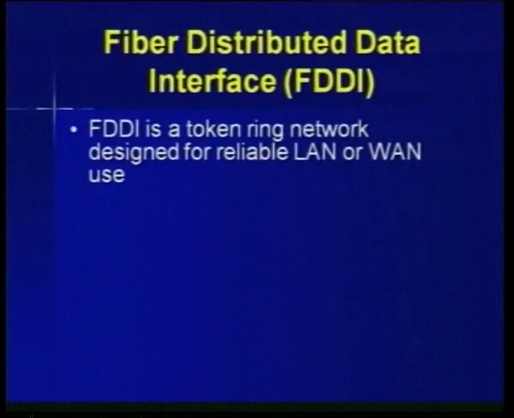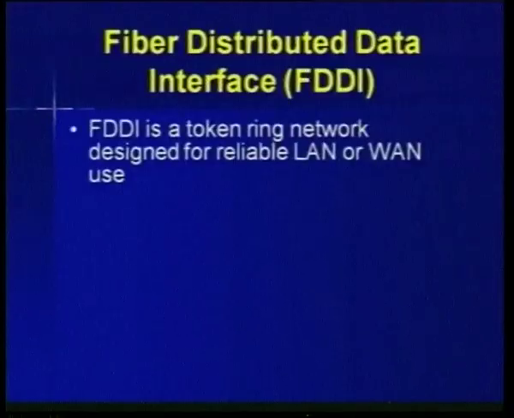We can see that there are a lot of things which will be different on the FDDI protocol. So we will focus on those differences. Most of the things are common, but we just focus on the differences. So if you look at the FDDI protocol, FDDI itself stands for Fiber Distributed Data Interface. It is a token ring network, which is designed for reliable LAN or WAN use. Note that we are moving from LAN to WAN when we talk of an FDDI protocol.